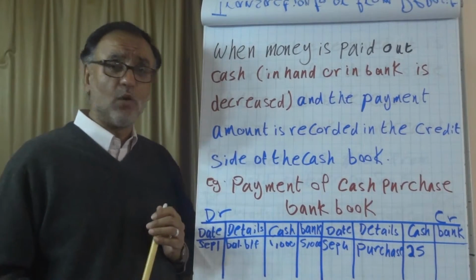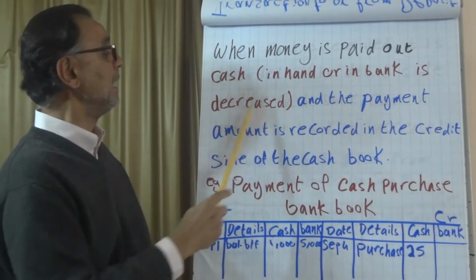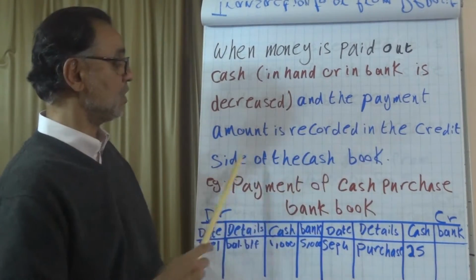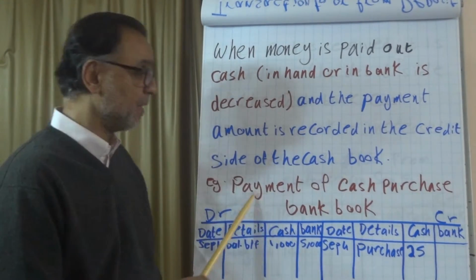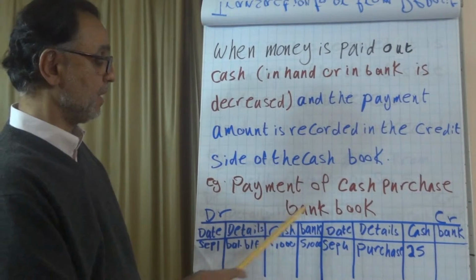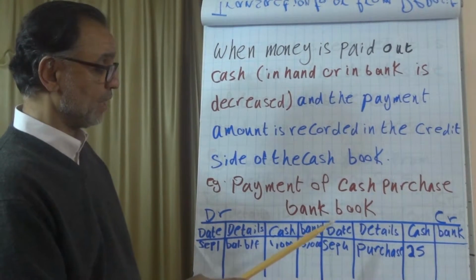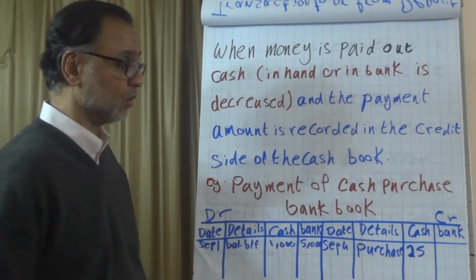When money is paid out, either from cash in hand or from the bank, cash is decreased, and the payment amount is recorded in the credit side of the cash book. Let's have an example: payment of a cash purchase. In the bank book here, we have the debit side and the credit side. In the credit side, we have, on September 4, a cash purchase of $25.